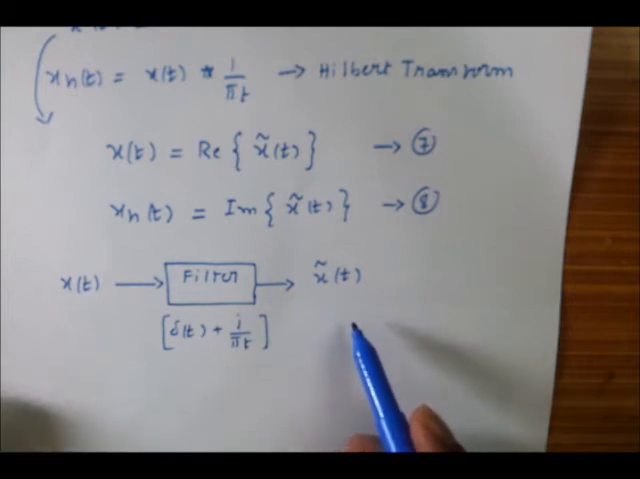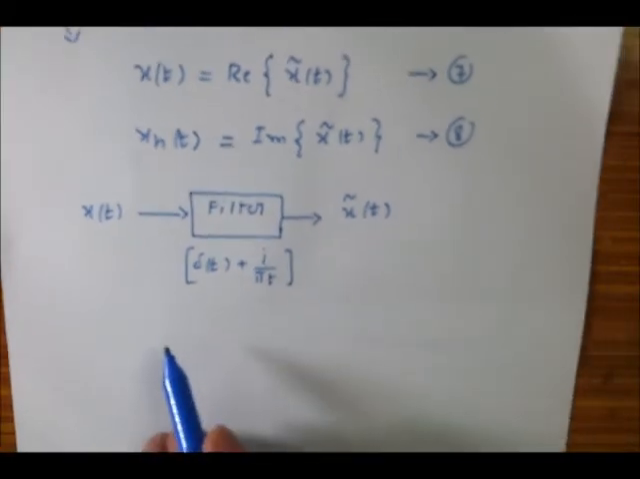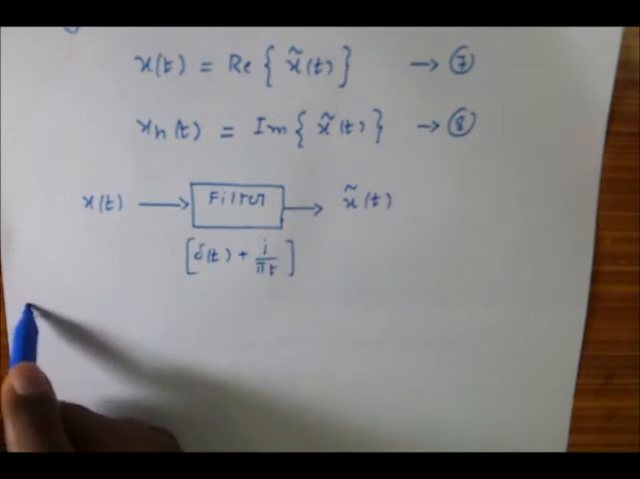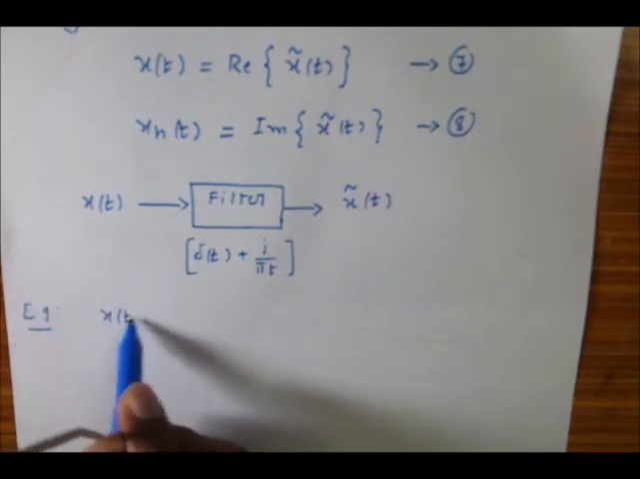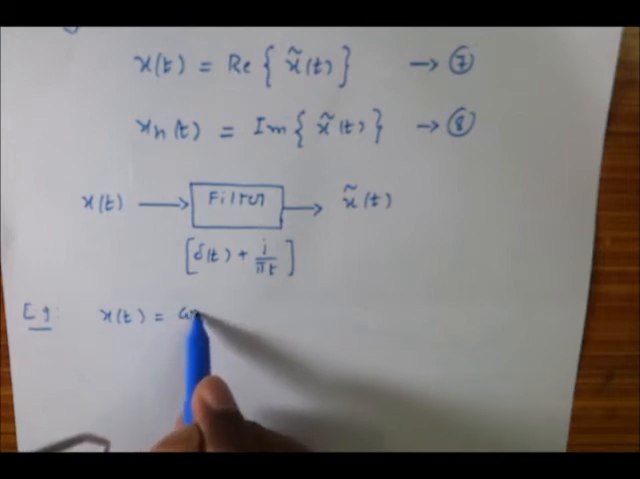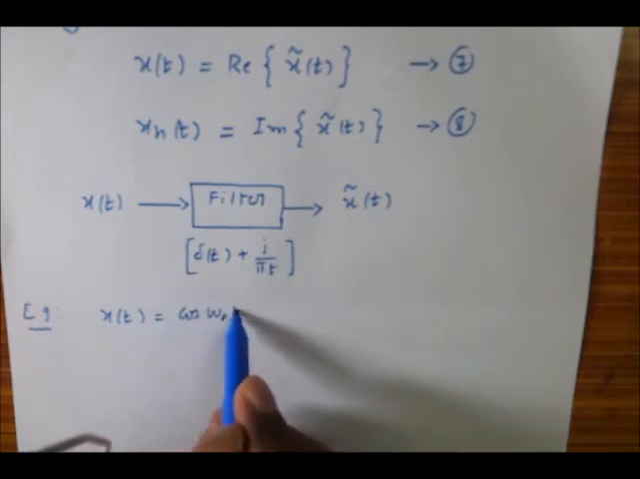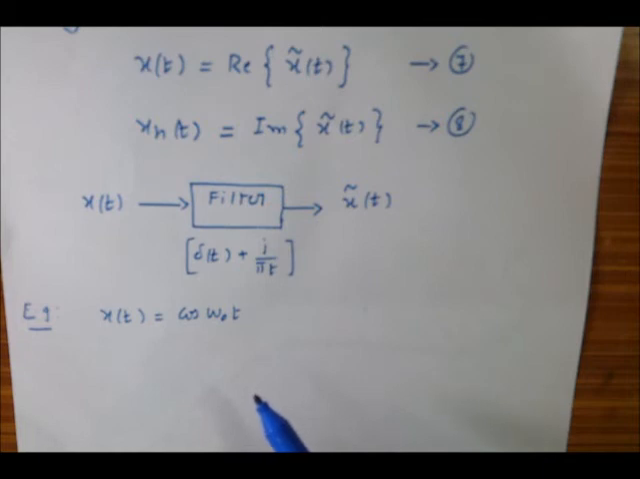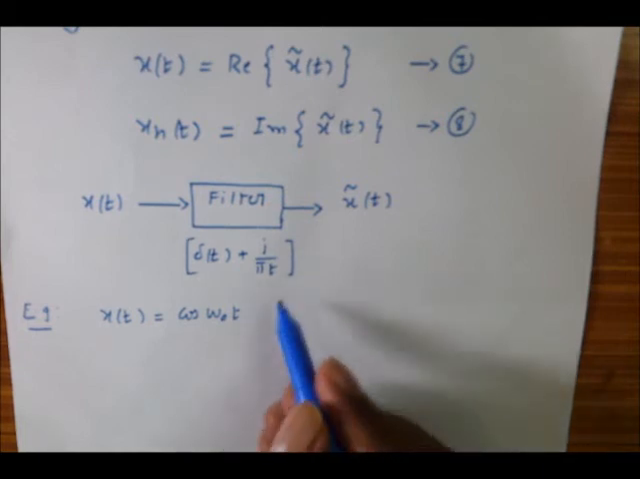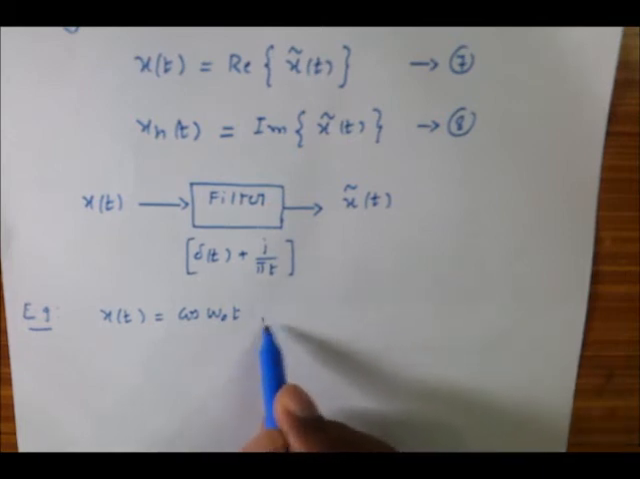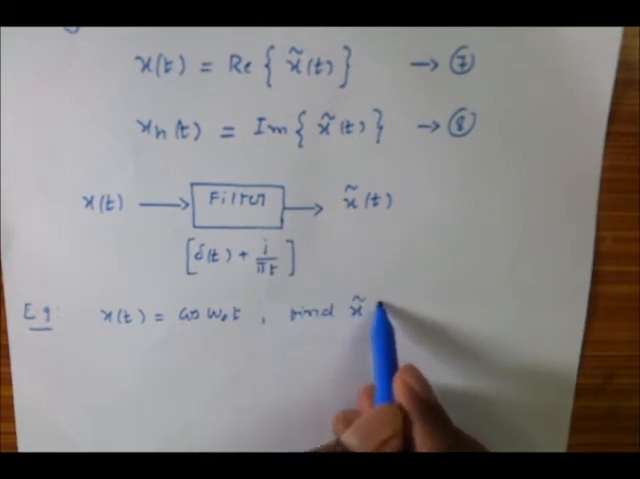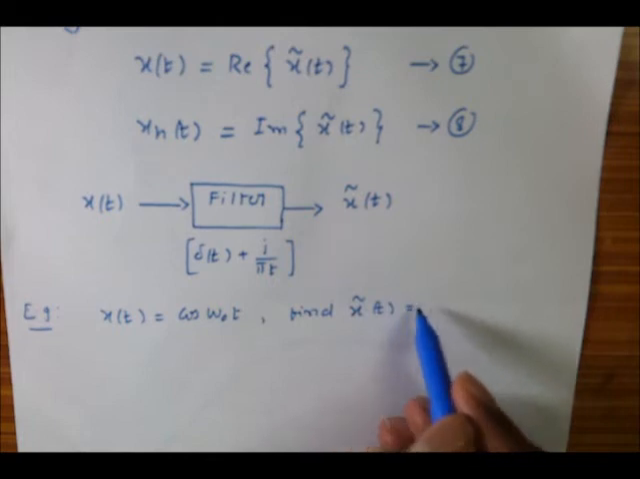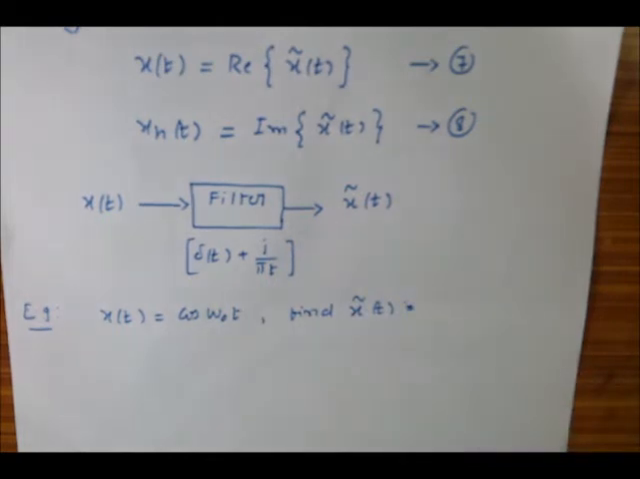Okay, so here we take a small example. If you take x of t to be equal to cos omega naught t, I want to find the corresponding analytical signal. So how do you find the analytical signal? Let us see the corresponding stuff in the Fourier transform.